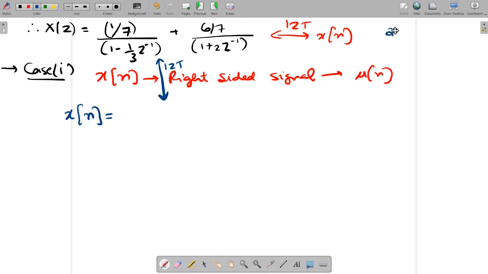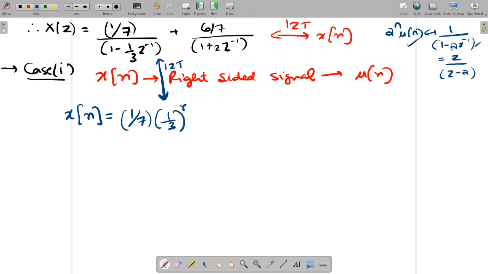We have a raised to n u of n has 1 upon 1 minus a z inverse, which is equal to z upon z minus a. So I can use this. I will say 1 by 7, it's a constant, times 1 upon 1 minus 1 by 3 z inverse. What is the value of a over here? It is 1 by 3. So it is 1 by 3 raised to n u of n. So 1 by 3 raised to n u of n will give me 1 upon 1 minus 1 by 3 z inverse. Plus 6 by 7 is a constant.